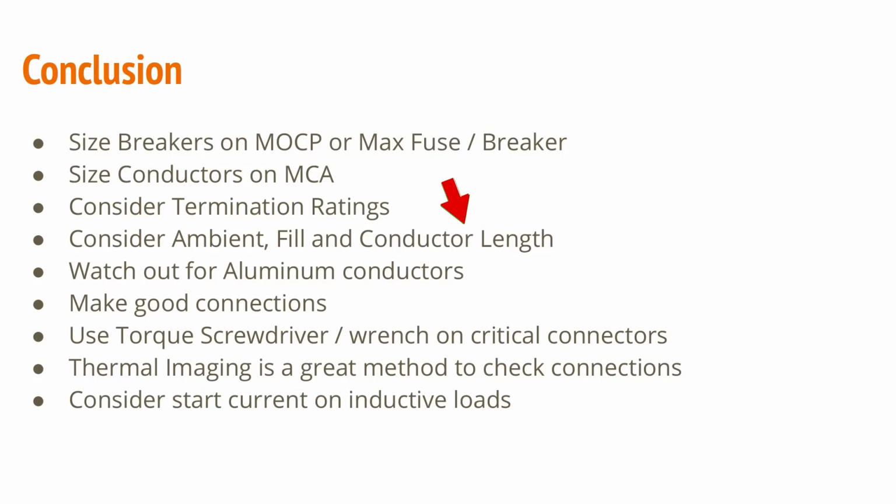And then conductor length. Why do we consider conductor length? Voltage drop. We consider conductor length for voltage drop. And again, 2% is that, from your final disconnect or from your final connection point to the appliance. That's where you'd want to see maximum 2%.